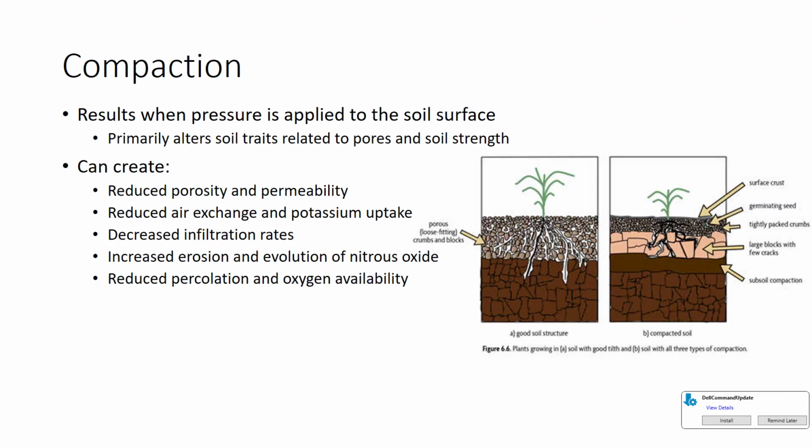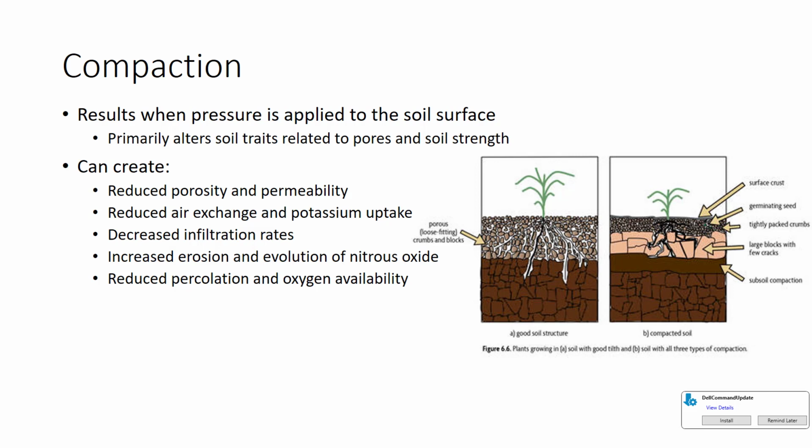Compaction results when pressure is applied to the soil surface. Light compaction in aggregated soil squeezes soil aggregates together, reducing the size of interped pores. Further compaction begins to crush the aggregates. Compaction reduces porosity and permeability. Compaction increases soil strength, the degree to which a soil can resist movement owing to pressure. Compaction therefore increases the resistance that roots must counter when they grow through the soil.